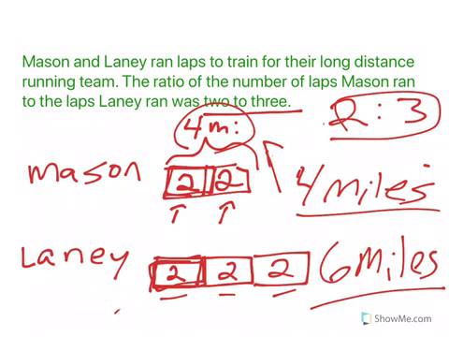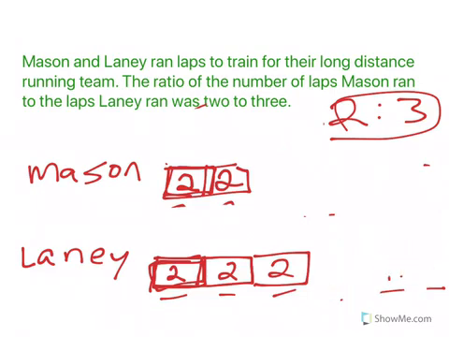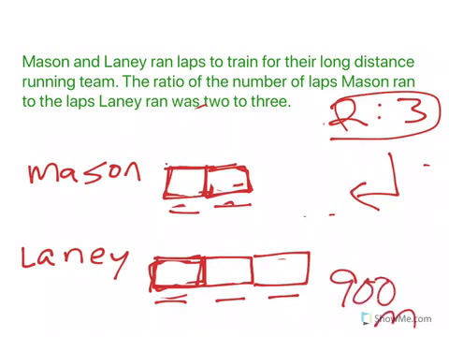If, for instance, we wanted to change that, and we said, I'm going to erase all this, get this all out of here. We're going to change the problem a little bit. The ratio stays the same. It's still 2 to 3. So you notice I'm still leaving my tape diagrams as 2 for Mason and 1, 2, 3 for Laney. But let's say that in actuality, Laney ran 900 meters. We're totally changing it up. We're not doing miles, we're doing meters now. Say you ran 900 meters.